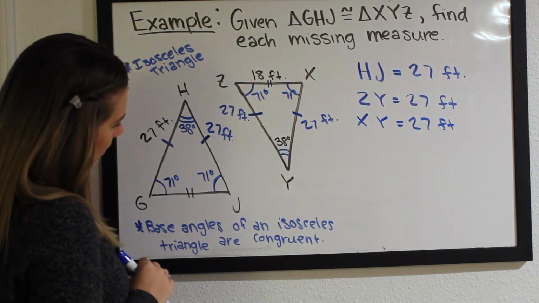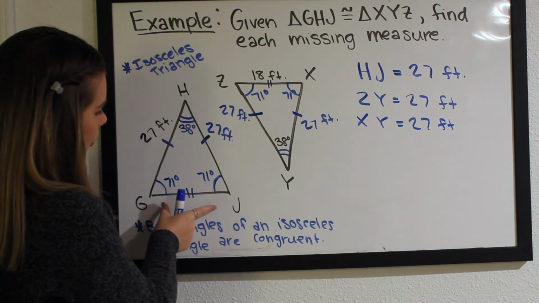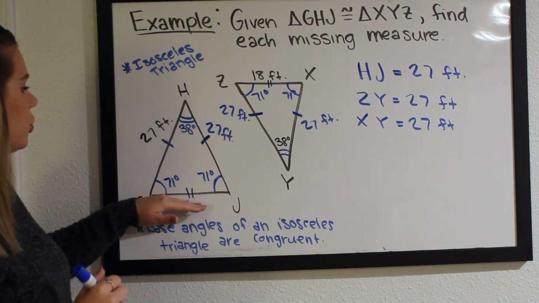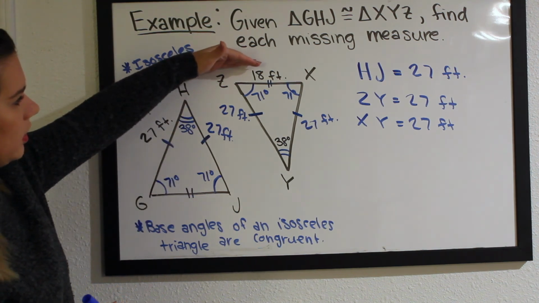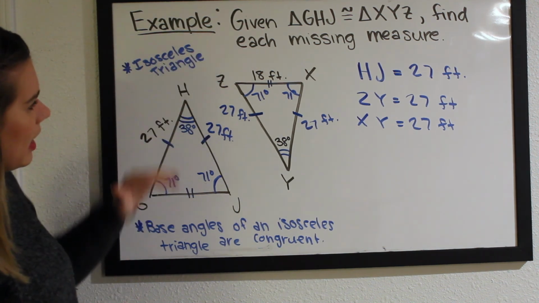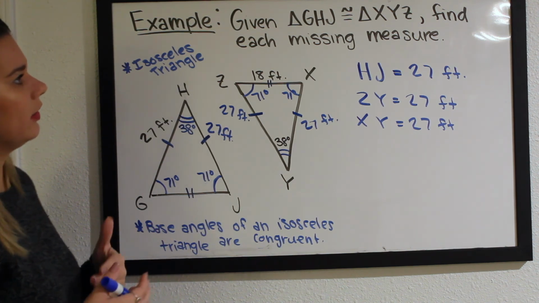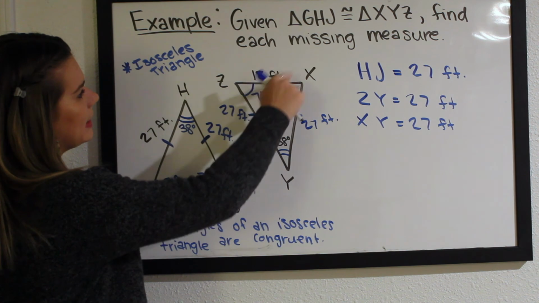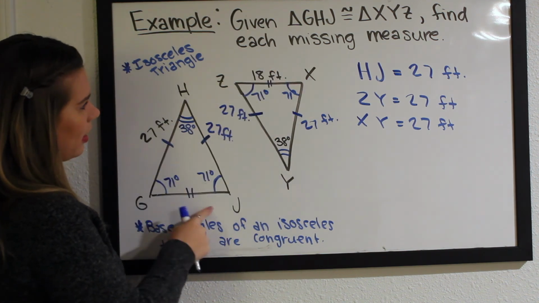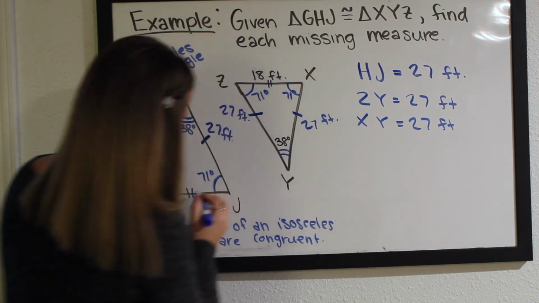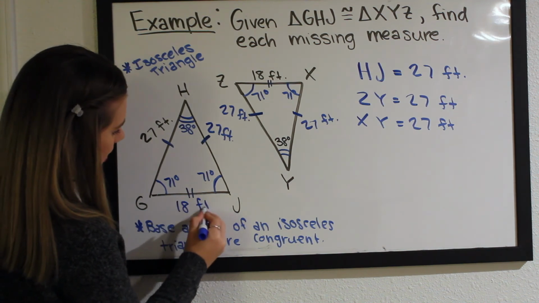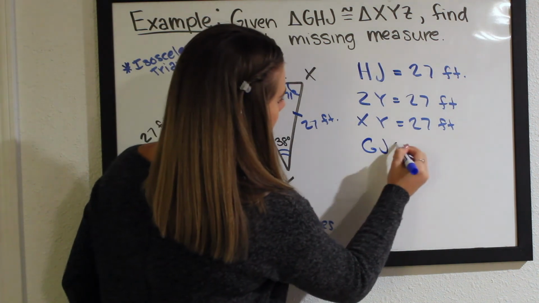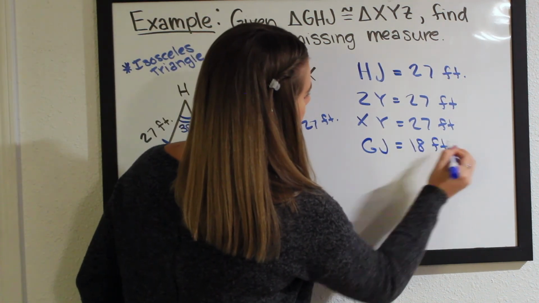Finally, I need to find the length of GJ. The segment GJ corresponds with ZX, and corresponding parts of congruent triangles are congruent. So if ZX is 18 feet, then GJ is also 18 feet. So right here is 18 feet. And finally, we can say the length of GJ is 18 feet.